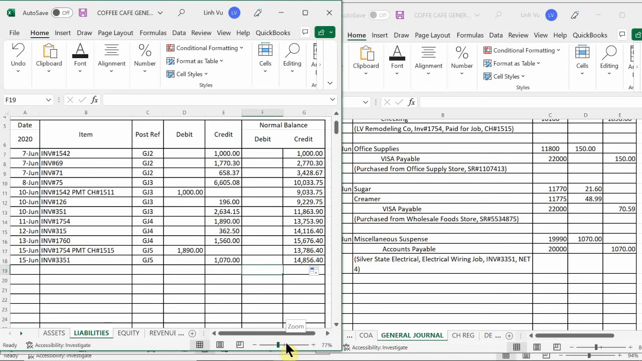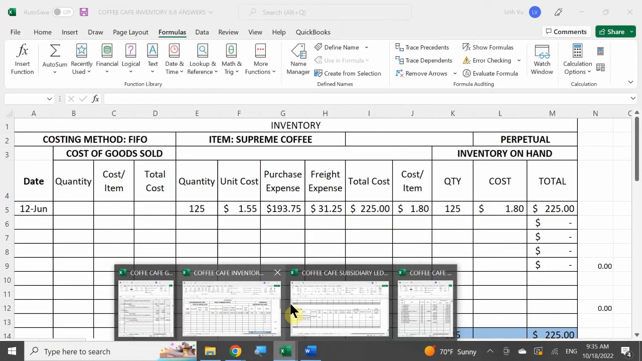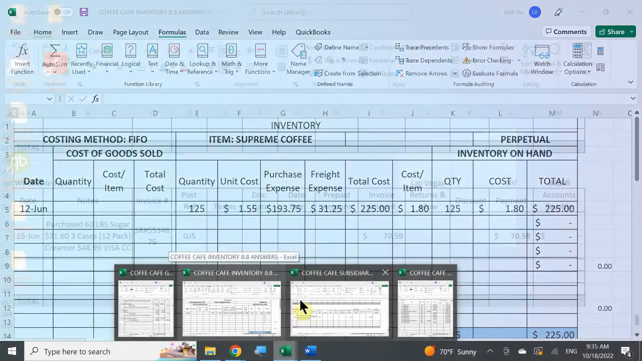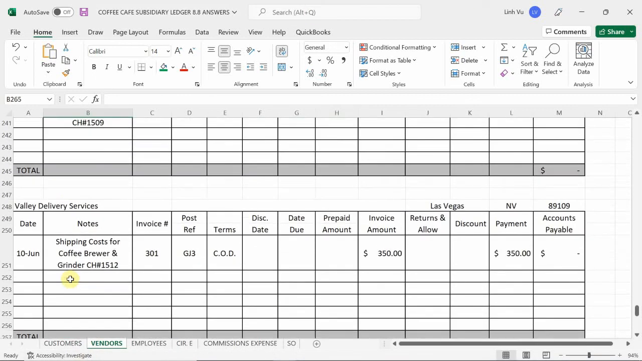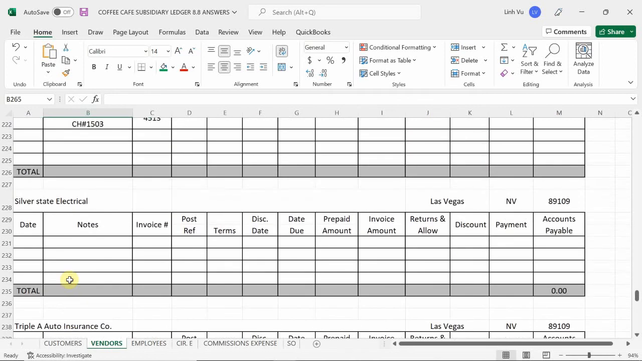All right. So now that we're done with the journal, we're done with the ledger. That's what I got too. Okay. Where else do we need to go? Because we owe somebody some money, right? Yeah, so we've got to go into our vendors list. Because now we need to record that we owe Silver State Electrical money. So Silver State Electrical. Okay, here they are. Today's the 15th.